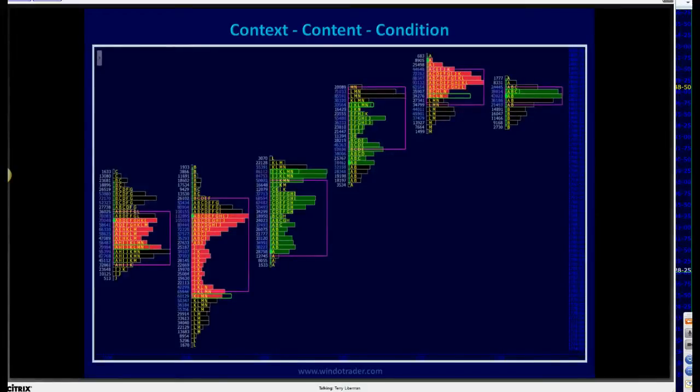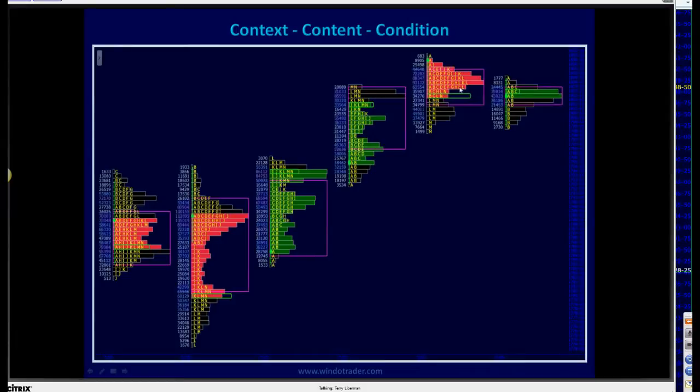Now, here's another example of context, content, and condition. In this case, what we have are volume profiles with TPO profiles overlaid on top of them. Then we've marked the value areas on each one of the sessions with the magenta colored box. What we're looking for here is, first, what are the relationships between the different value areas? For example, here we have outside value. In this case, we have overlapping higher value. This one is definitely higher value, overlapping higher value, inside value.